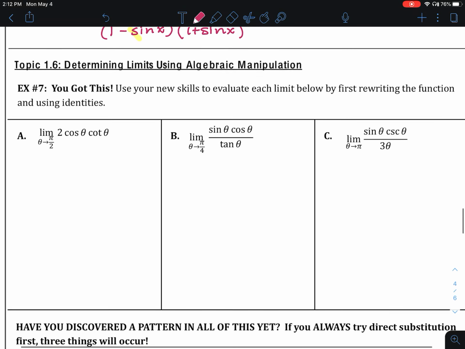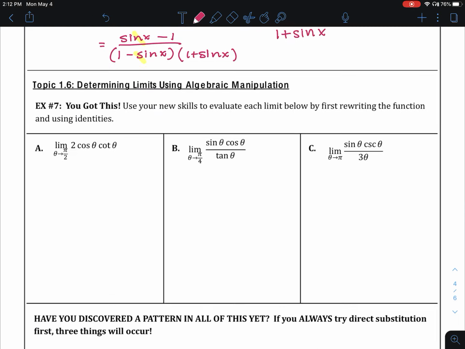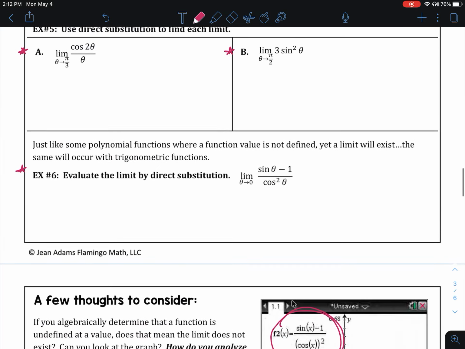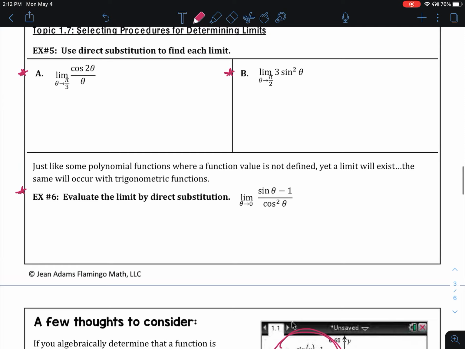So for example 7, what you're looking to do is try to directly substitute. If it works out, that's great. If it doesn't work out, try to cancel something out using our trig identities. We're going to pick up with this on Wednesday. I'm going to go over how to do this in a video, but what I'd like you to try today is examples 5, 6, and 7. All right, have a great day, Pirates.